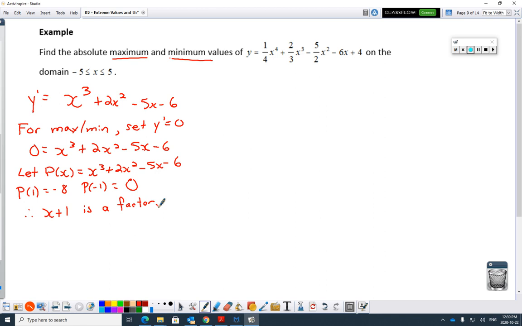Ready for my synthetic division here? 1, 2, -5, -6. K value, -1. Bring down the 1, -1. Add, multiply, add. Okay, stop me now. More on synthetic division?